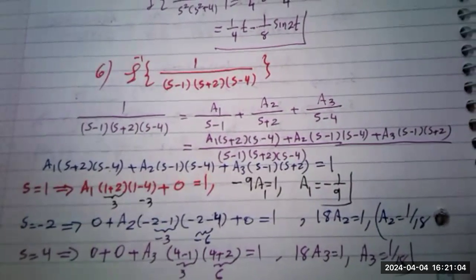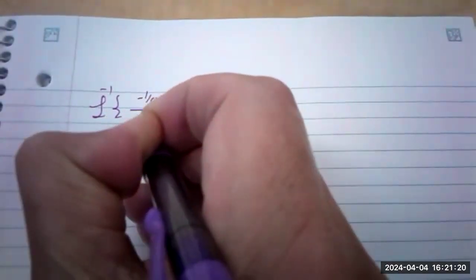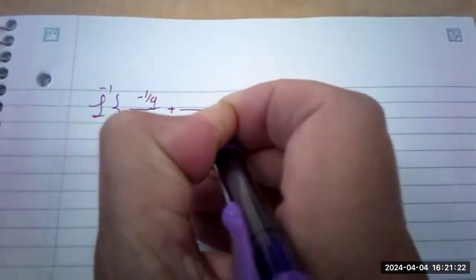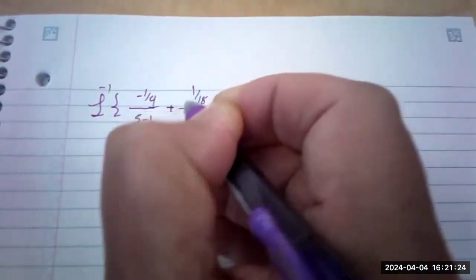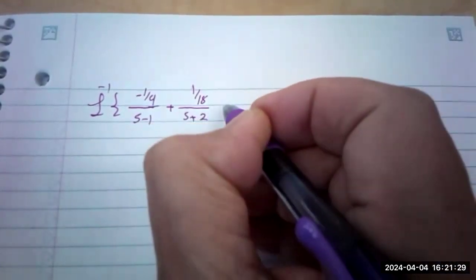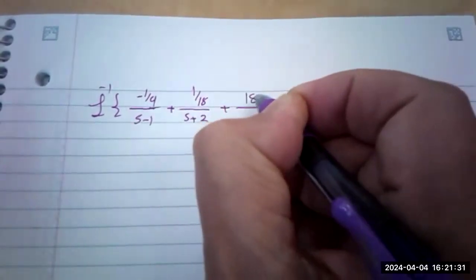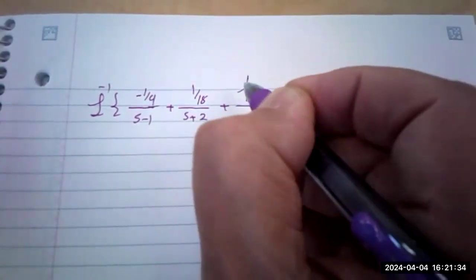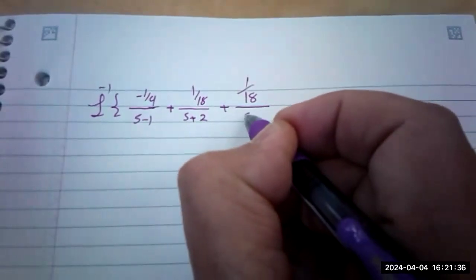Okay, are you done? So break them into this new format. Okay, the original one. So you are going to be finding the Laplace inverse. A1 was negative 1/9, negative 1/9, which is minus 1 over 9. And the other one was 1 over 18, with S plus 2. And the last one again is 1 over 18, and that was S minus 4.